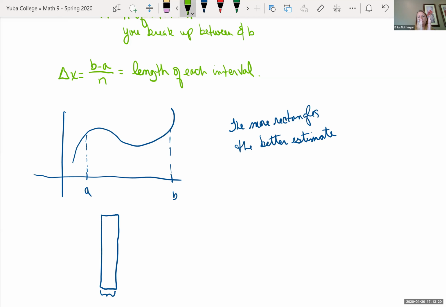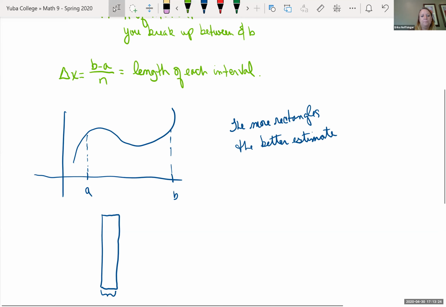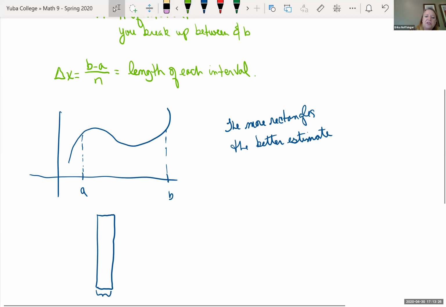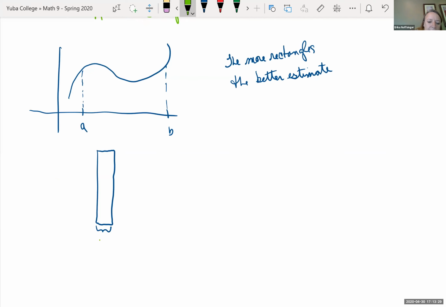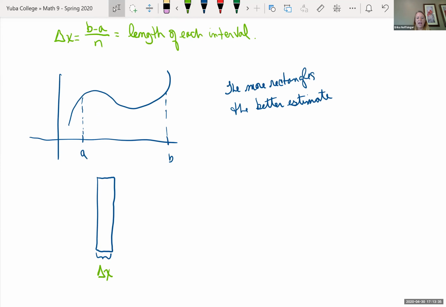That width of our rectangle keeps changing. It's a change in our X value. So here, this is delta X. So any rectangle that we pulled out from underneath that curve would have the width of delta X.